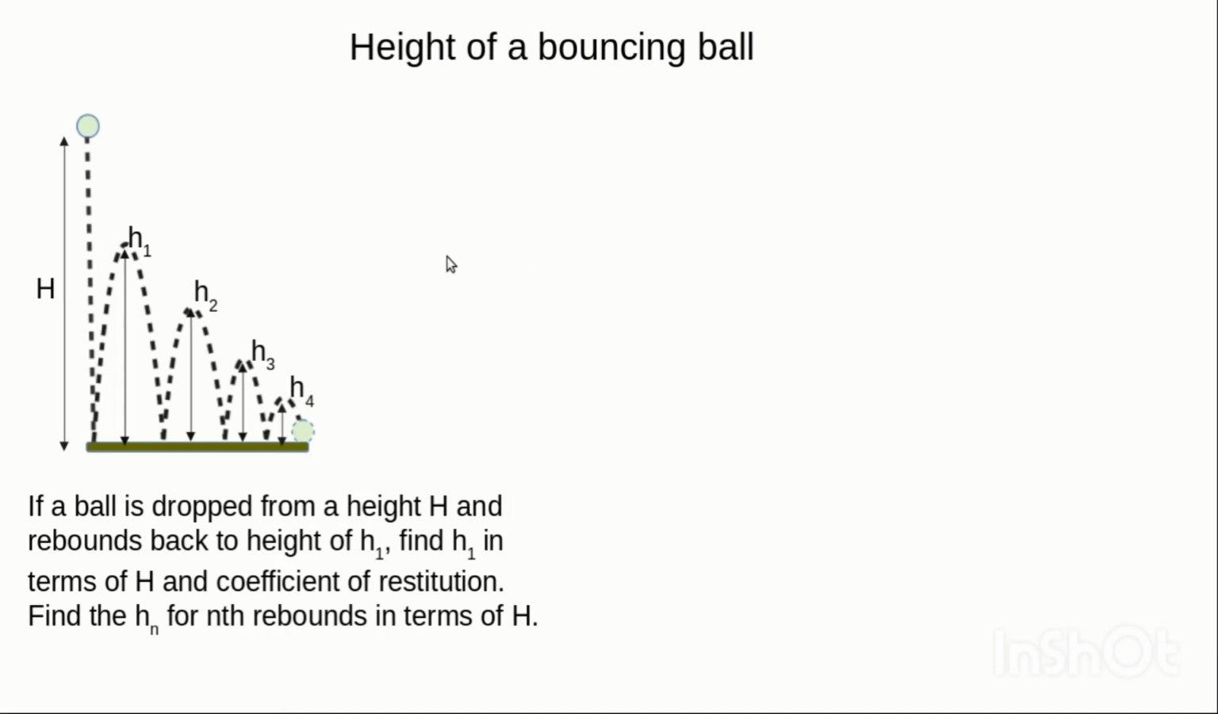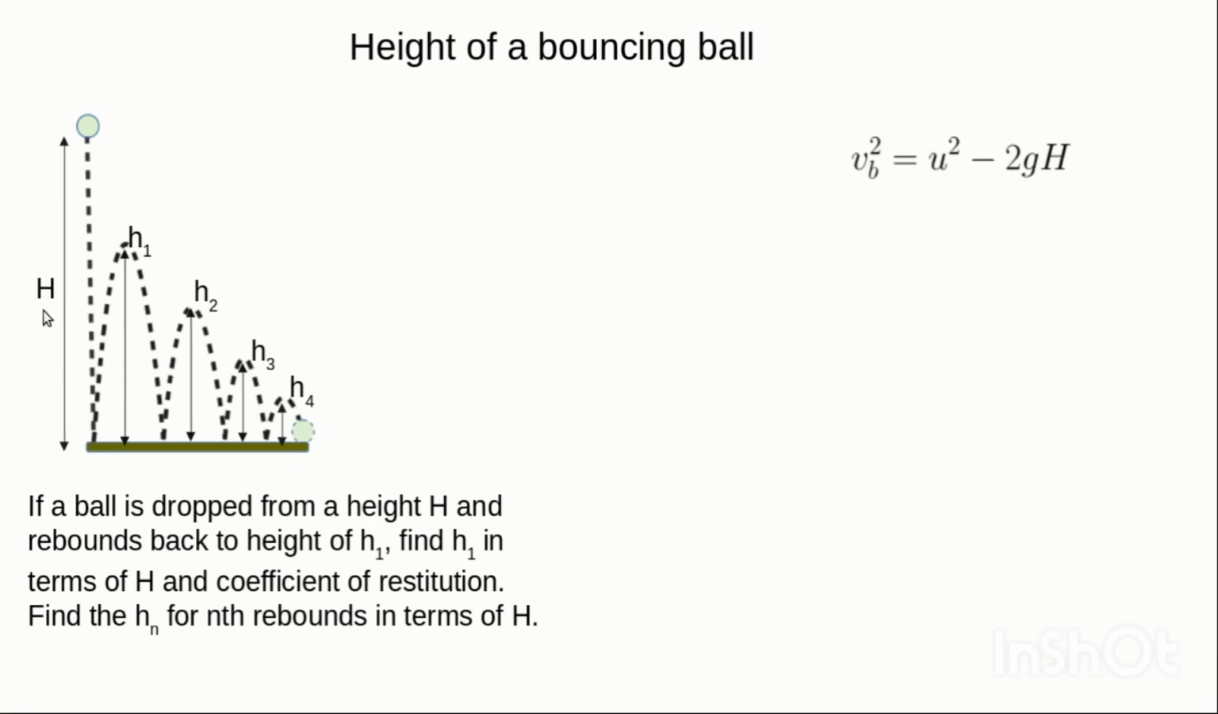To solve this problem, the first thing we need to do is to calculate the velocity with which the ball strikes the ground. Then we can apply the principle of momentum. To calculate this, we use the formula VB squared equals U squared minus 2gh, where h is the height, U is the initial velocity of the ball when it is released, and VB is the final velocity just before it strikes the ground.